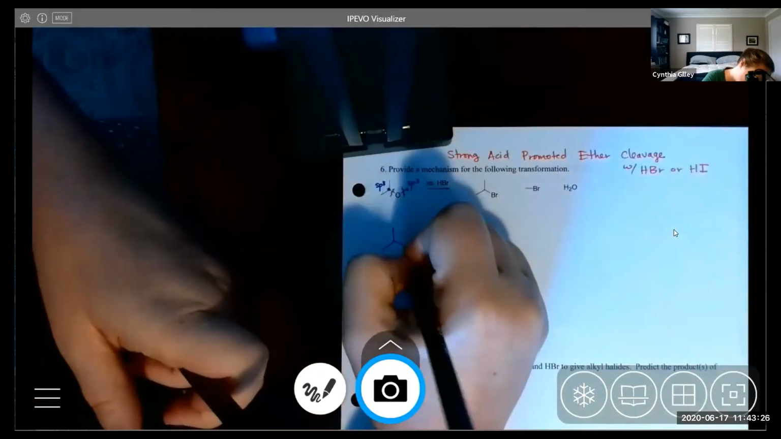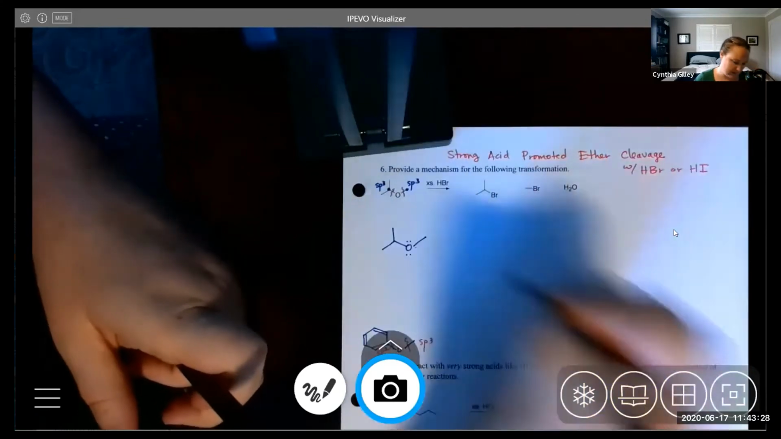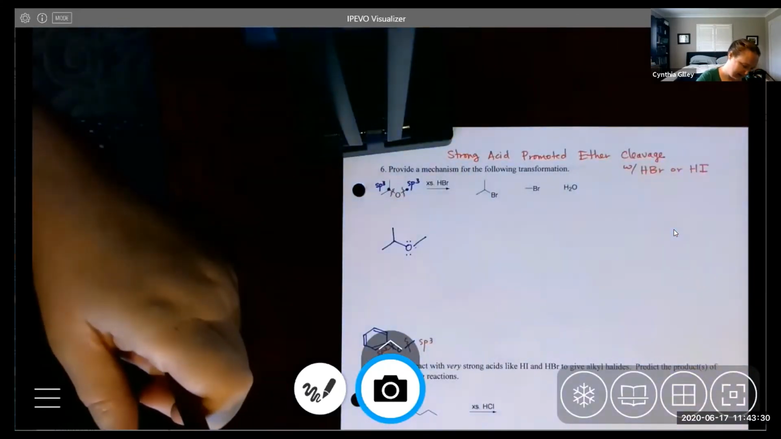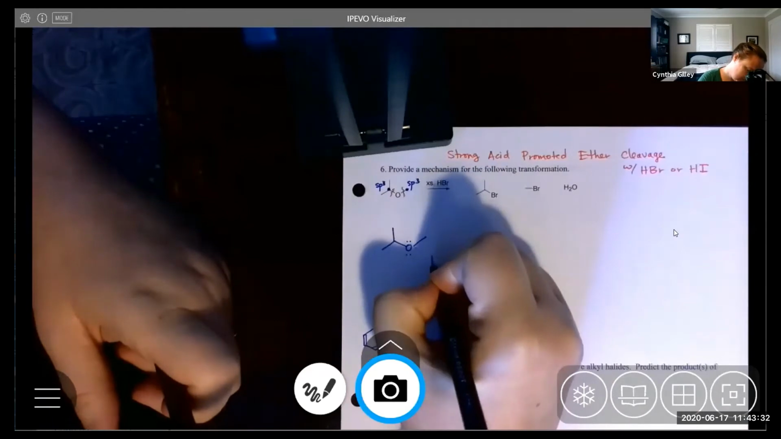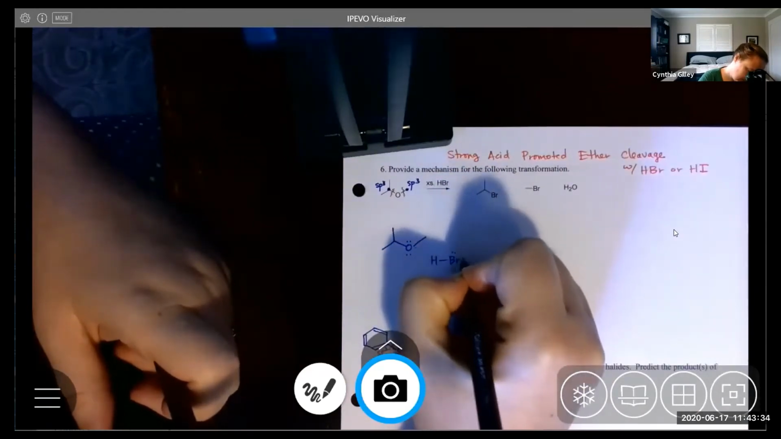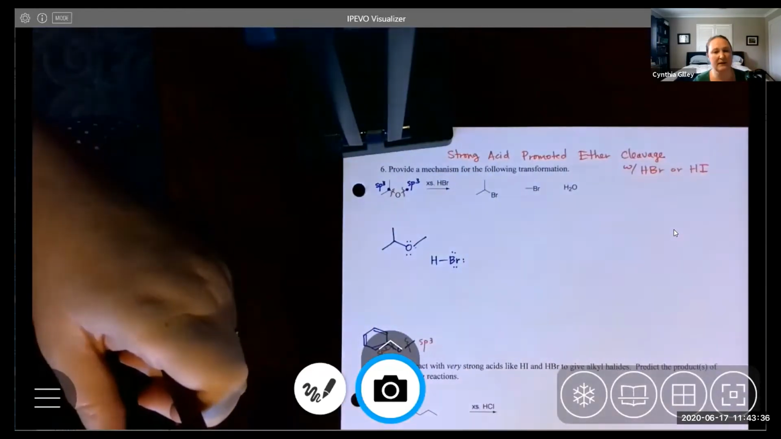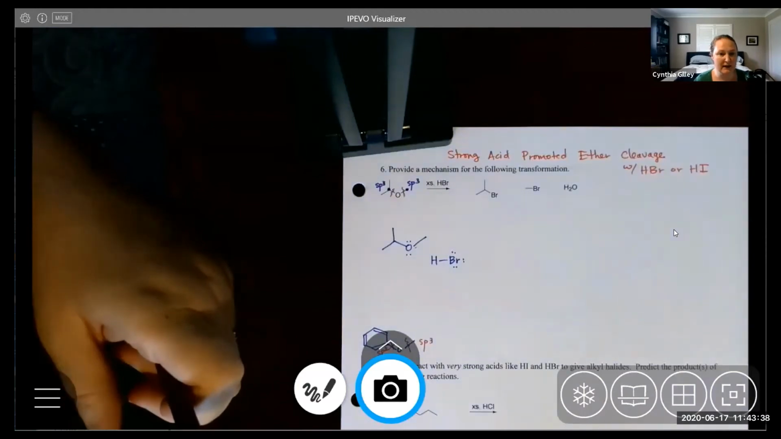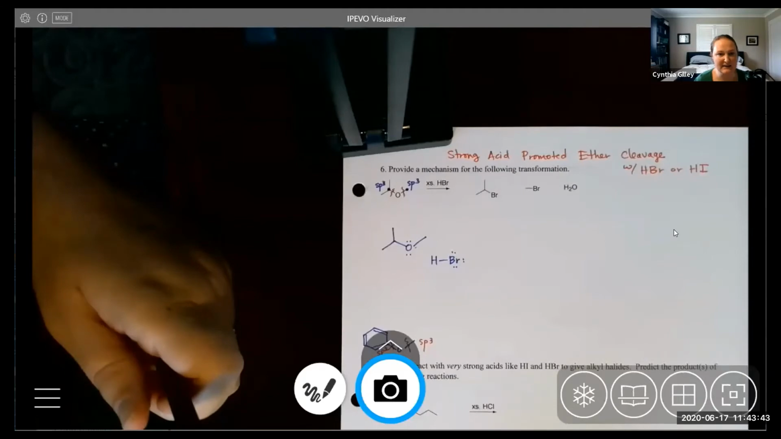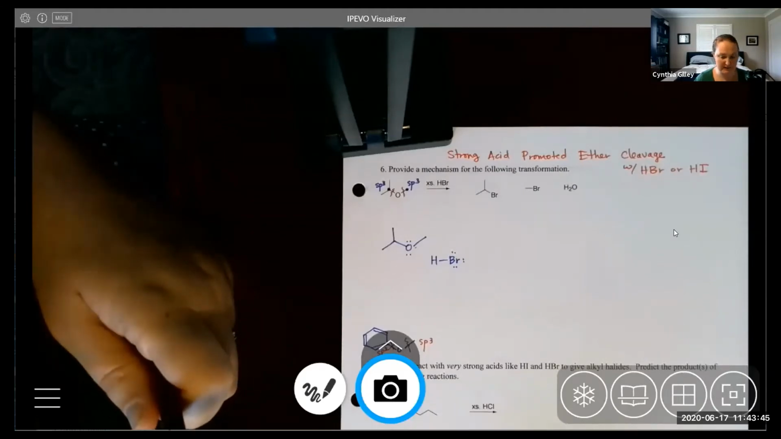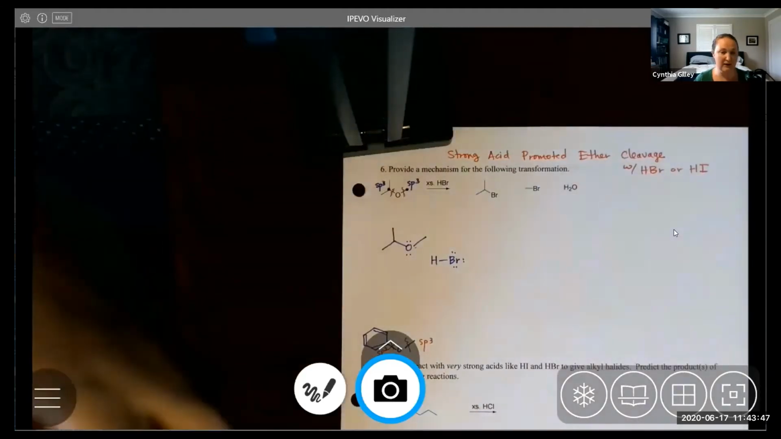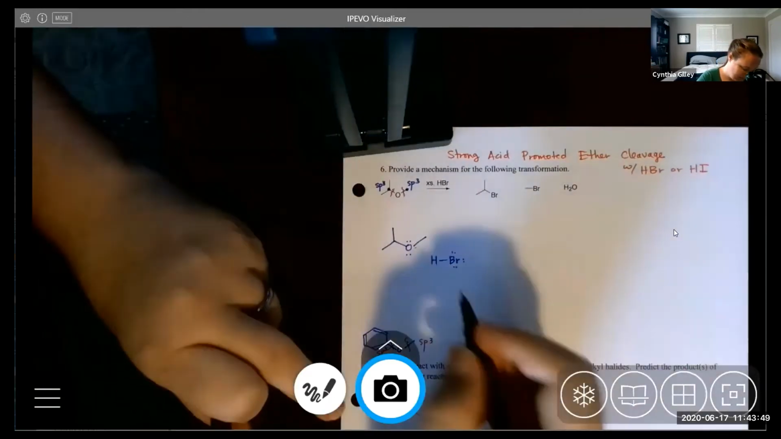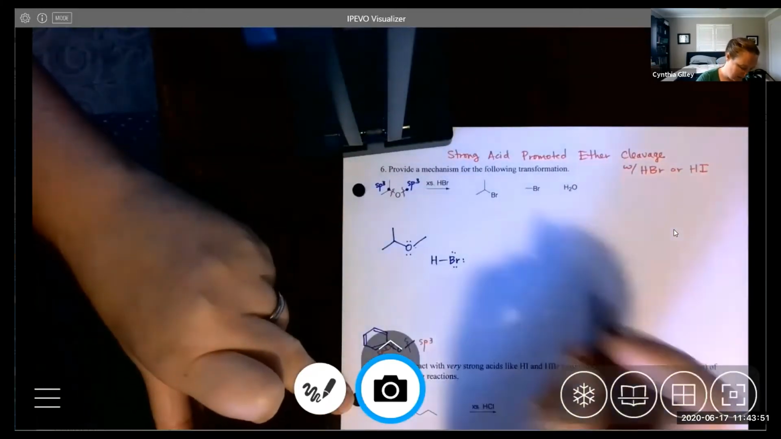I'll redraw it so you see all of it. We're going to draw the mechanism with excess HBr. So it's a strong acid. It's possible that it already reacted with water and formed hydronium ion, and that's the acid in solution. That's possible. Or it could just be reacting with HBr. I'll just draw HBr instead.